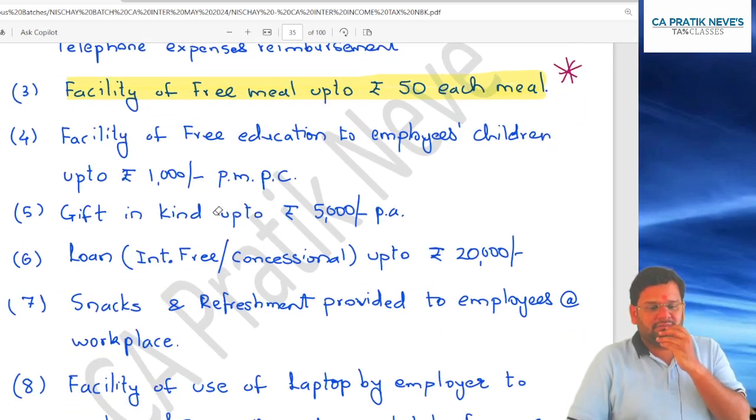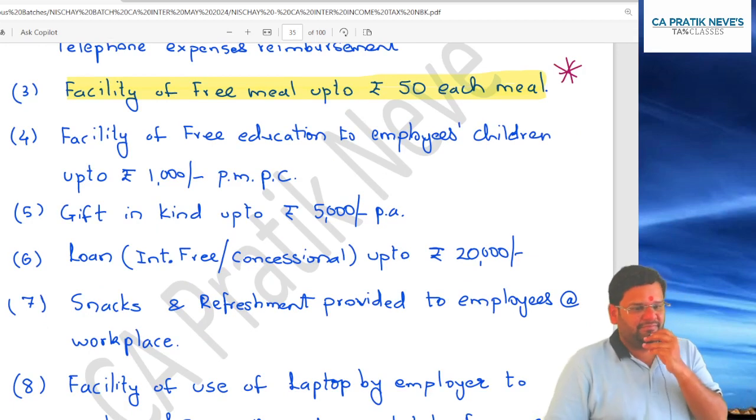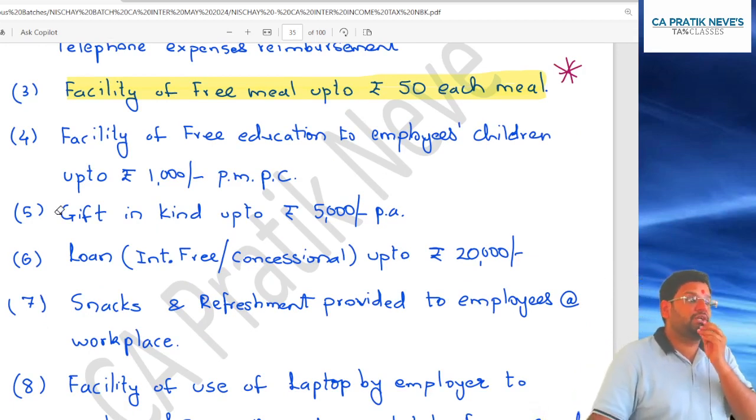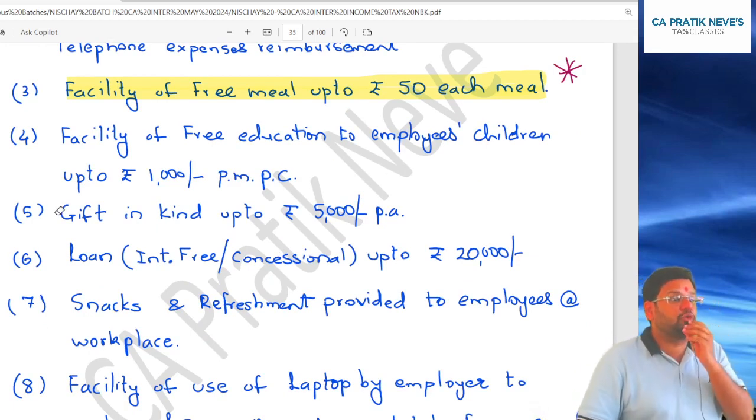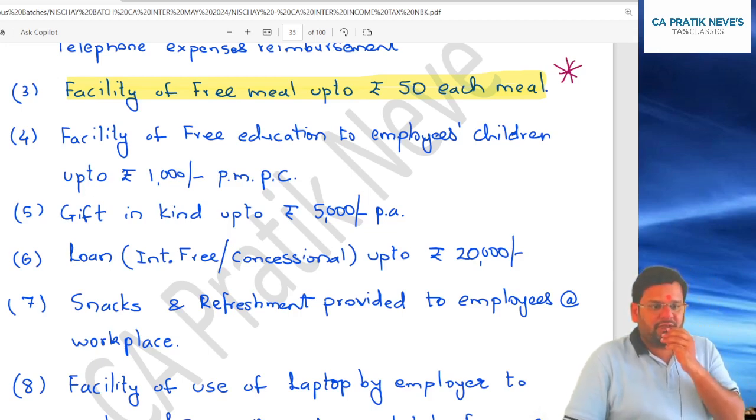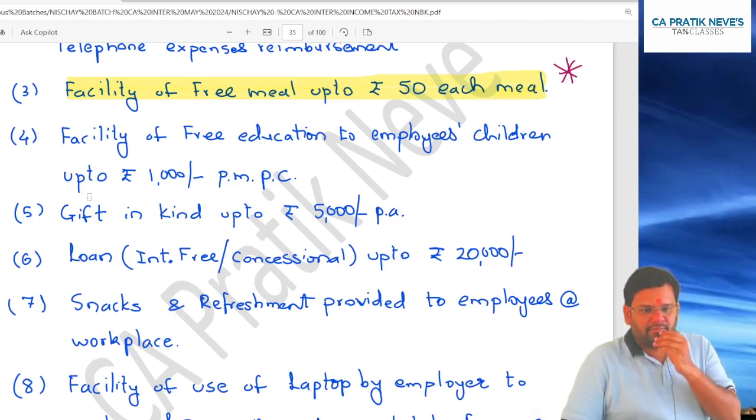Gift in kind. Kind means jewelry gift, some shopping vouchers, match tickets, movie tickets, not taxable up to rupees 5000 per annum. Friends, per annum means during the year, if such voucher exceeds 5000, it will become taxable.